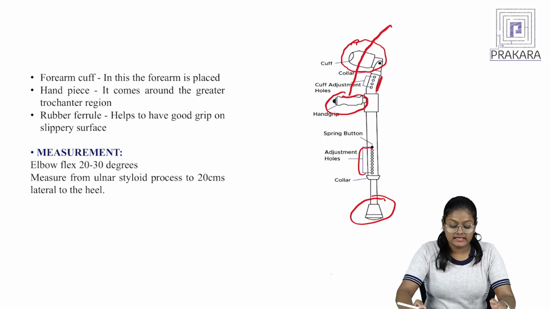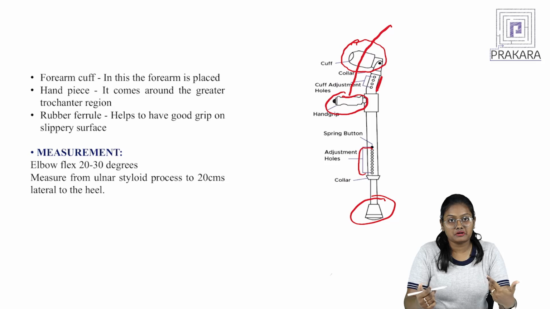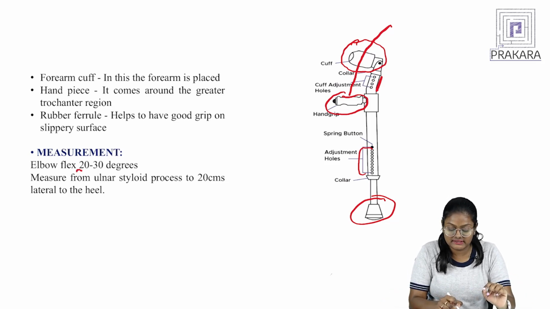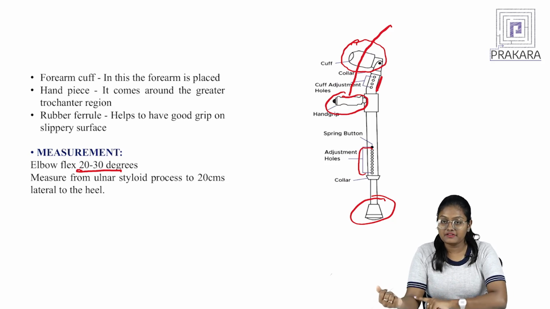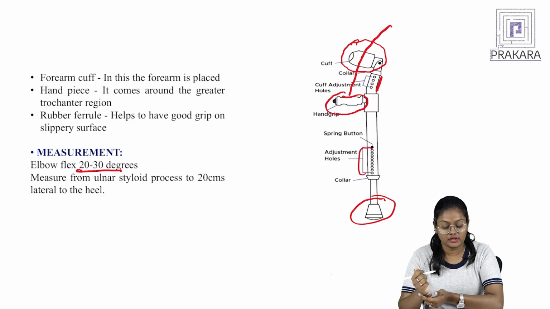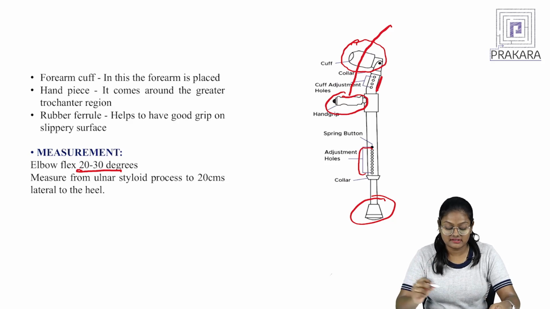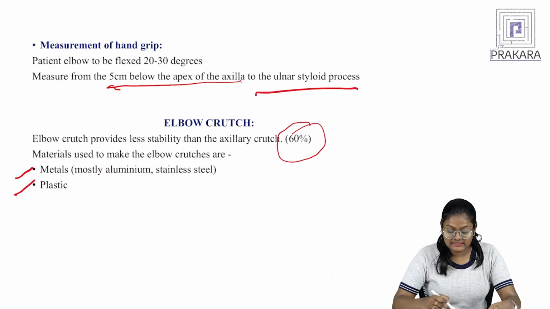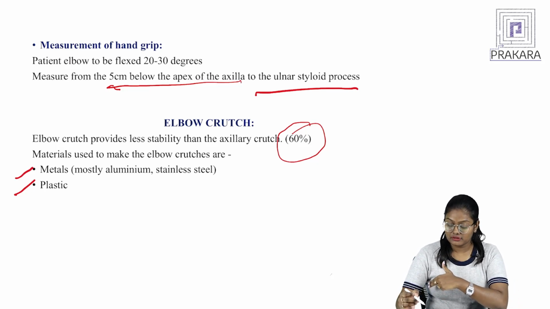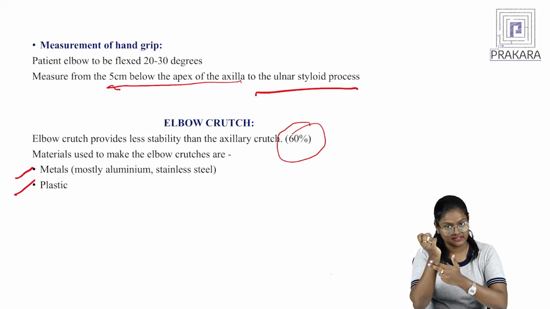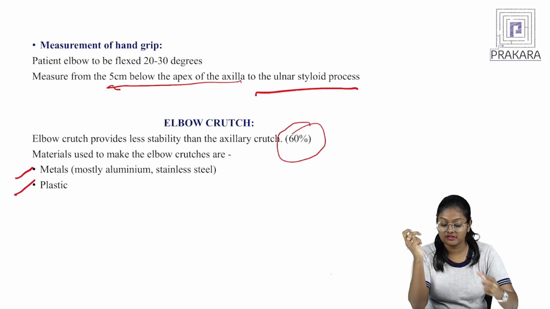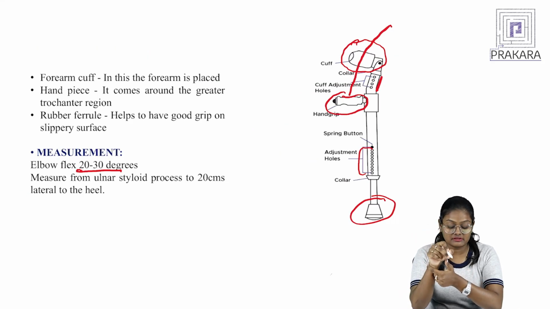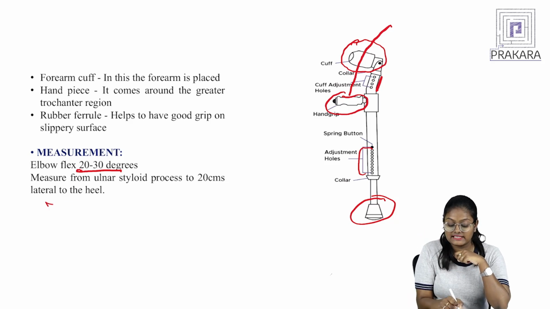The measurement of the elbow crutch is done by asking the patient to flex the elbow 20 to 30 degrees. After flexing, the measurement is done from the ulnar styloid process to 20 centimeters lateral to the heel. In the axillary crutch, the measurement is done 5 centimeters below the apex of the axilla to the ulnar styloid process, and in the elbow crutch, from the ulnar styloid process, the measurement will be done 20 centimeters lateral to the heel.